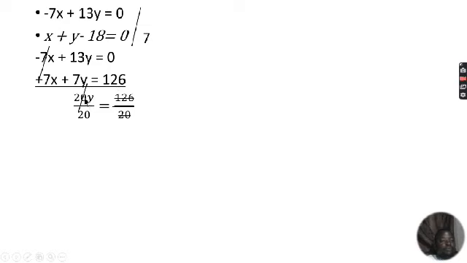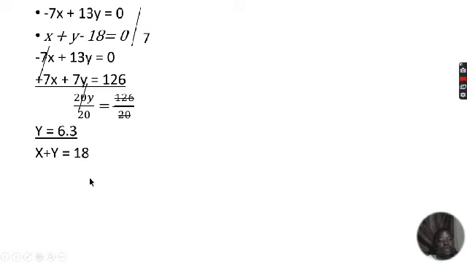Now, we have to solve for y. So we are going to divide on both sides by 20. 20 divided by 20, and 20 will go into 126. So our y is going to be 6.3. When we divide 126 by 20, our y will be 6.3.